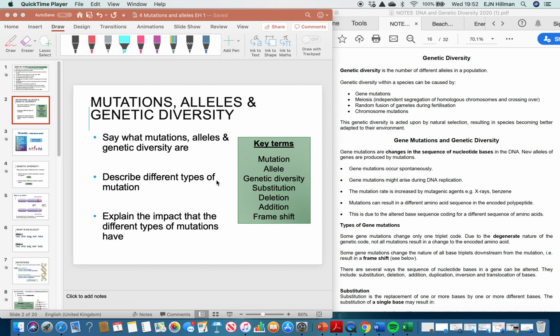Look at the different types of mutation. Now I'm not going to go into too much detail about the different types of mutation because there are animations available on YouTube that can do it much better than I can here. I'll just point you in the direction of those. But we will have a look at the impact of different types of mutations on proteins, cells and tissues, etc.